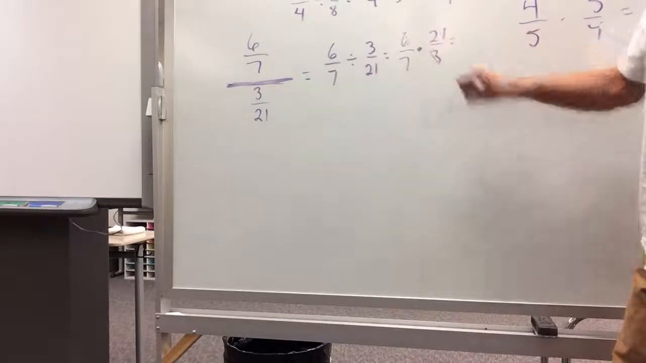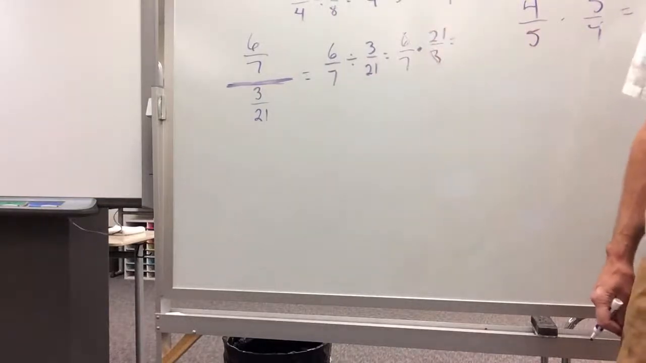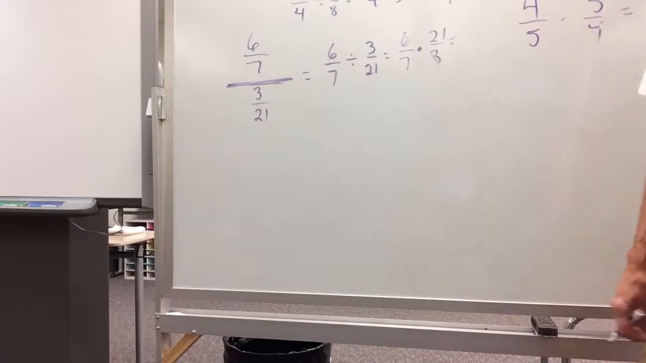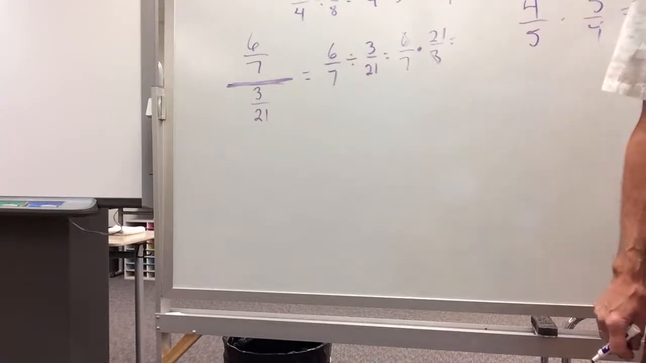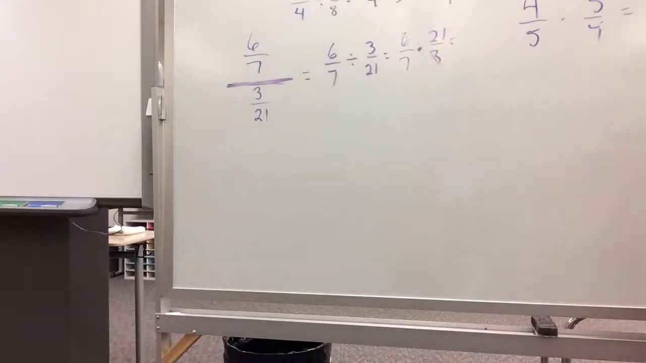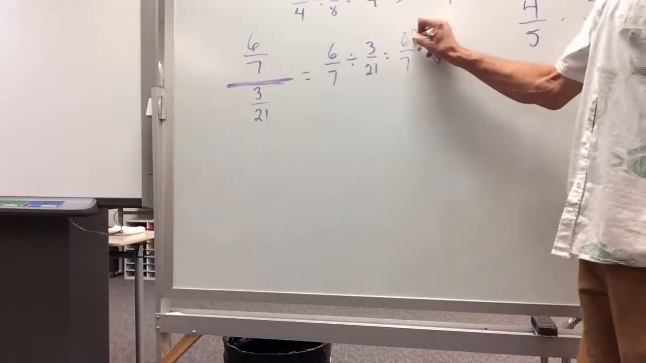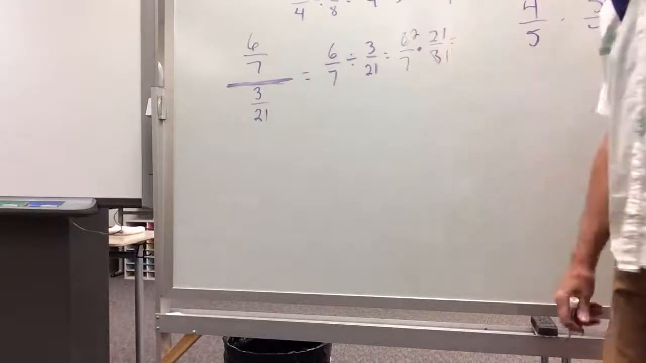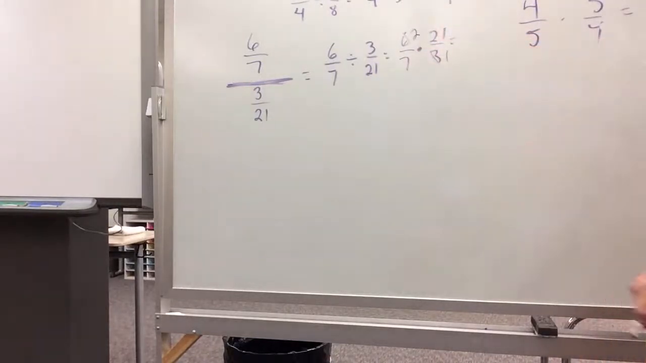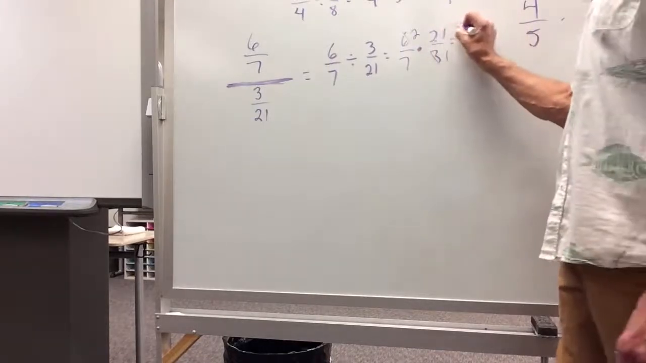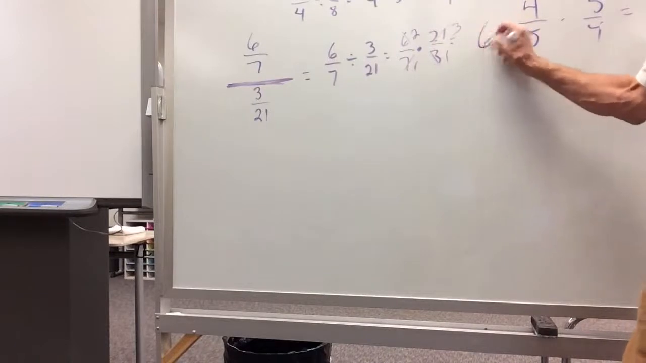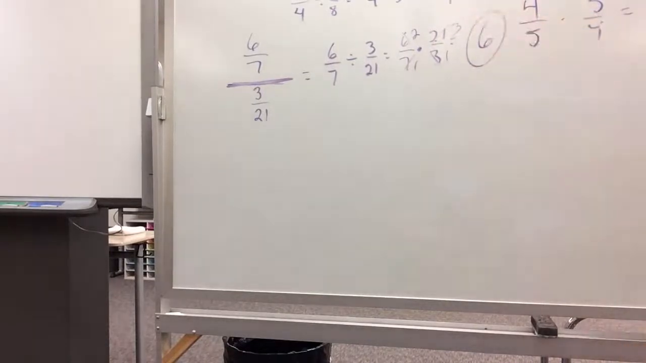What is 6 divided by 3? Am I going too fast for you? 6 divided by 3? 2, because 3 goes into 6 twice and it goes into 3 once. 21 and 7? 3, yeah. So that goes in 3 times, that goes in 1 time. So this is just simply 2 times 3, which is 6. That's what it is.